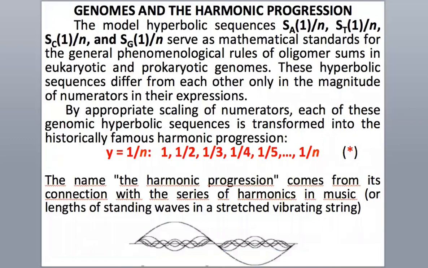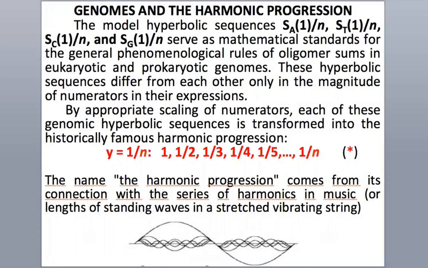Genomes and the harmonic progression, next section. The model hyperbolic sequences serve as mathematical standards for general phenomenological rules of oligomer sums in eukaryotic and prokaryotic genomes. These hyperbolic sequences differ from each other only in the magnitude of numerators in their expressions. By appropriate scaling of numerators, each of these genomic hyperbolic sequences is transformed into the historically famous harmonic progression.